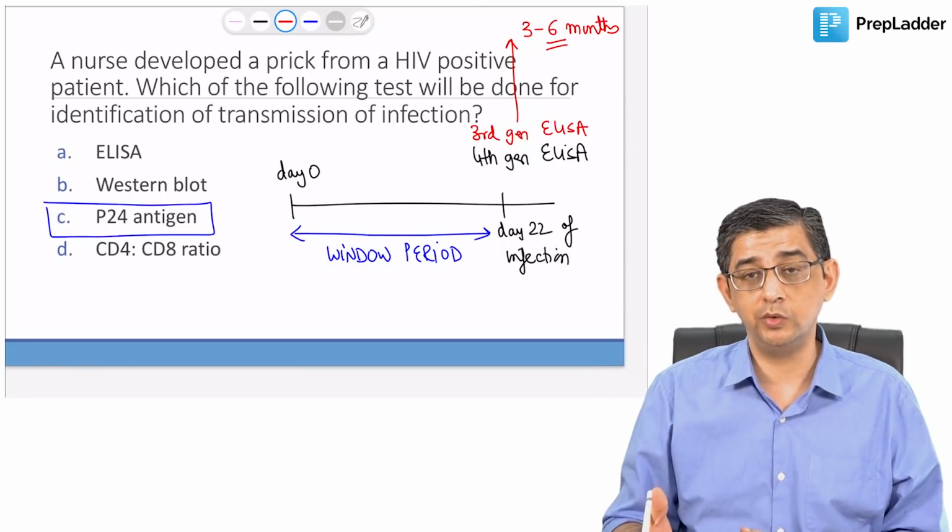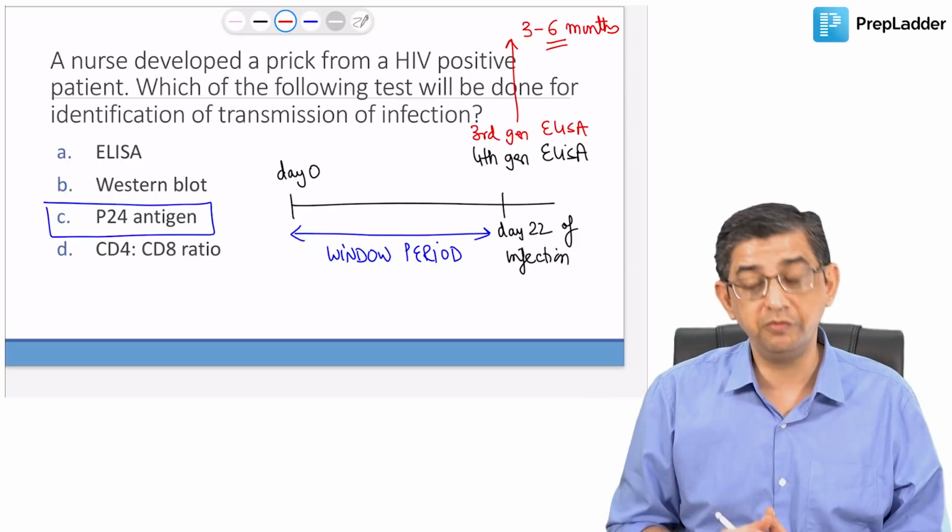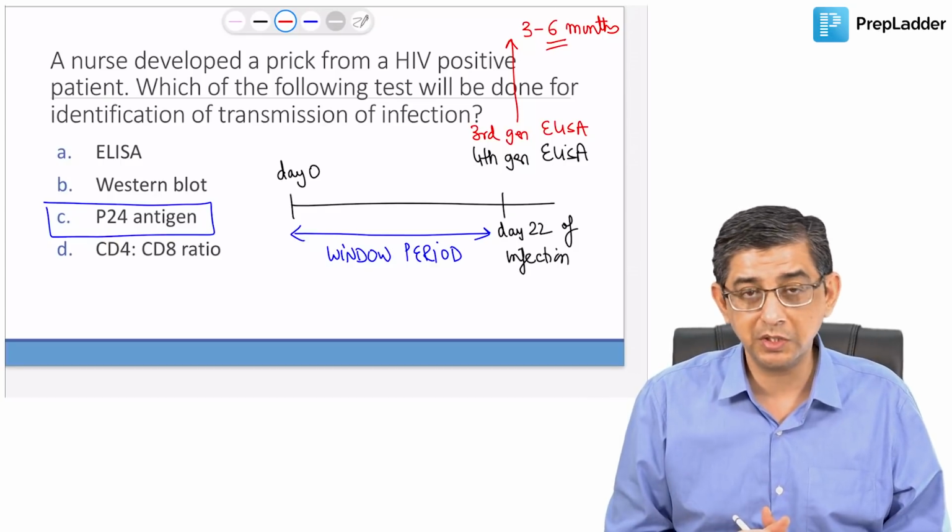I want a spot diagnosis. So it's either a PCR or a P24 antigen. The correct answer to this question is option number C.